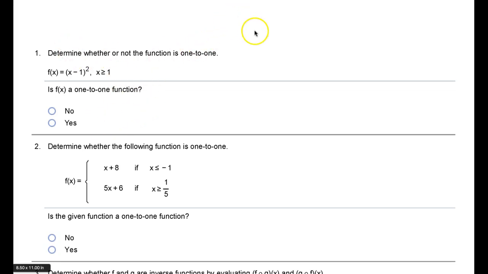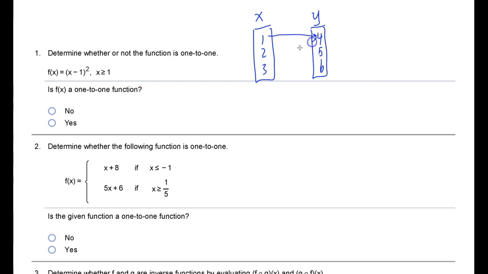As an example, let's say we have a mapping here. We have a set of x values, we'll just say 1, 2, 3, and we have y values over here, 4, 5, 6. If we had a mapping that looked like this, then this would constitute a function.